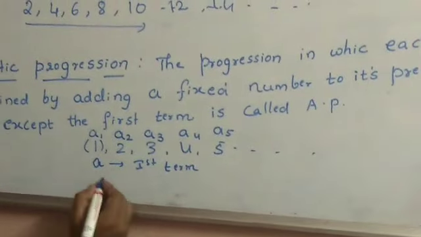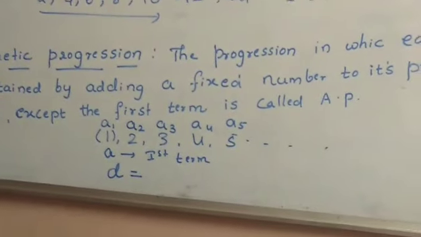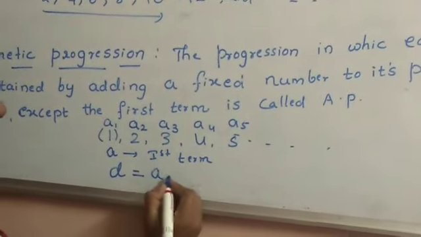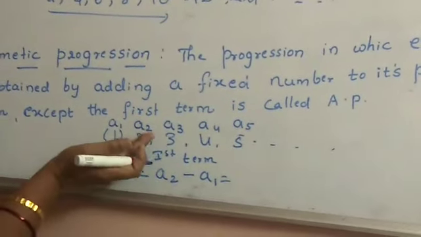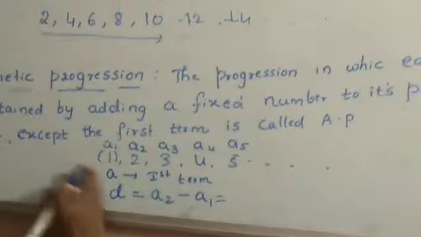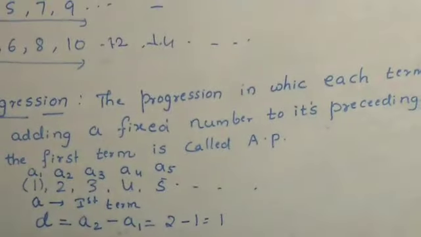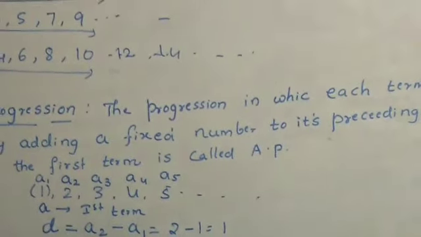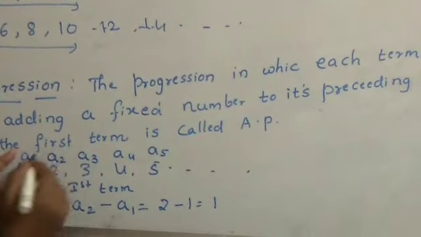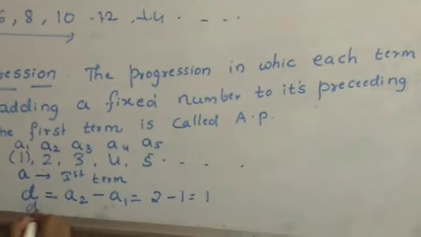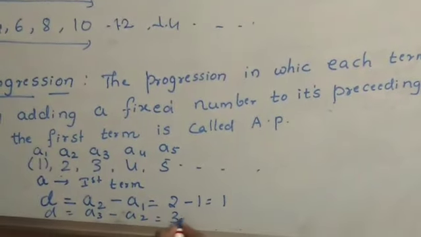Okay. Then the common difference D can be obtained by subtracting A2 minus A1. From A2, you have to subtract A1, and you will get the common difference D. Then how will we check whether it forms an AP or not? Again you have to do A3 minus A2. D equals again what? A3 minus A2. Here what? 3 minus 2.